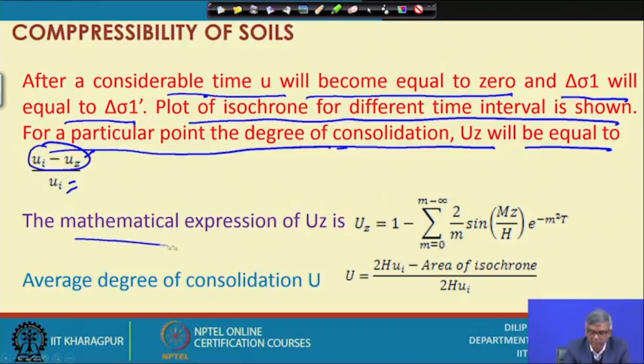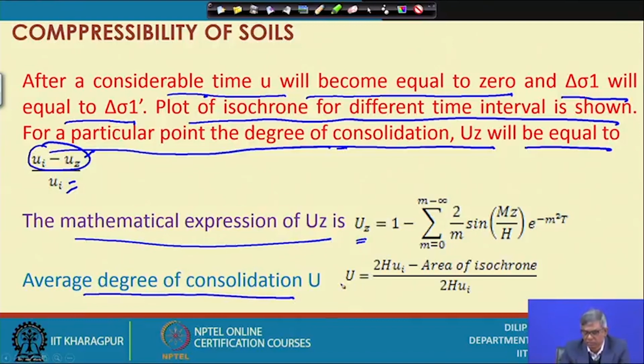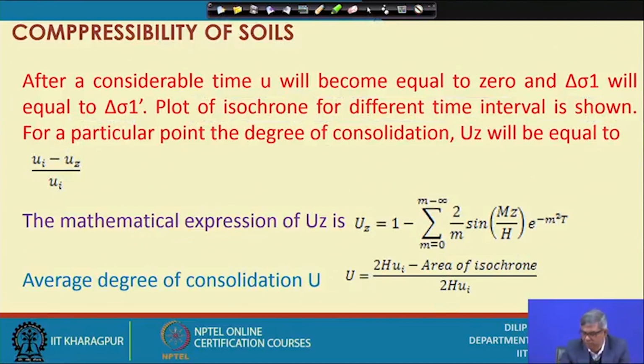The mathematical expression for this gives u z, and for the average degree of consolidation I will show with the isochron. The average degree of consolidation U equals the whole initial area minus the area of the isochron, that means whatever consolidation took place, divided by the initial area. So, let me go to that one.